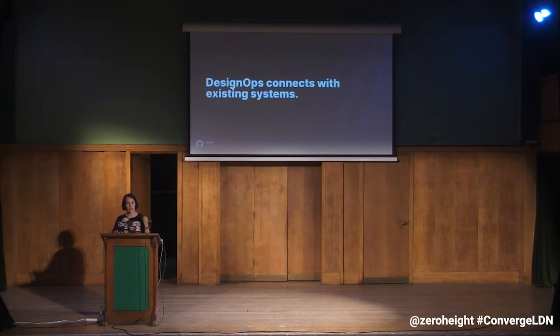You try to add just enough process. Don't try and write loads of new rules at first, because that's going to be discouraging. And it's going to make it harder also for you if you need to iterate it later because you've invested too much time on it already. DesignOps should also look for ways to connect with existing systems, not create everything from scratch.